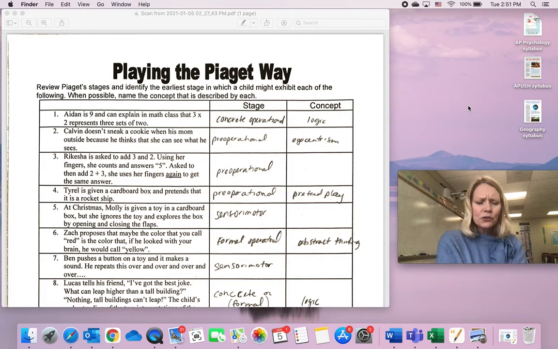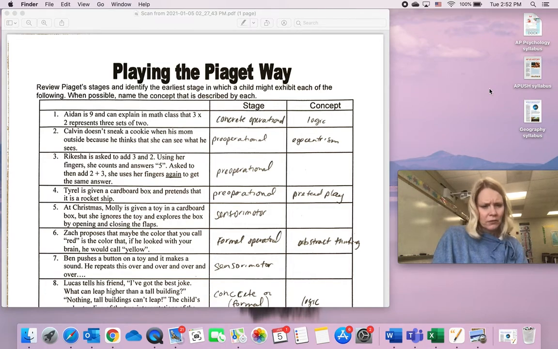Rakisha, I'm just realizing that I did this handout on my students' names. I had a student named Rakisha. Rakisha is asked to add 3 plus 2. Using her fingers, she counts and answers 5. Asked to add 2 plus 3, she uses her fingers again to get the same answer. We're still in pre-operational. She's probably lacking conservation. Not exactly a hard concept here, but if you had to say one, probably conservation.